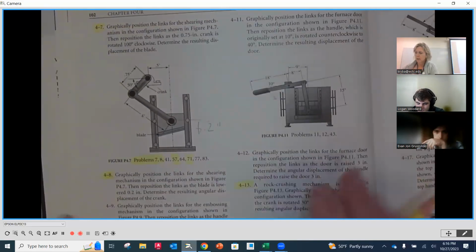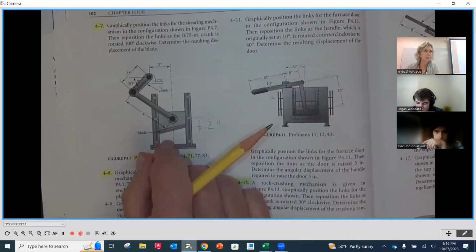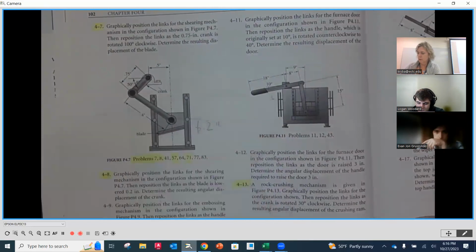Turning the page, we're going to go to 4-7 and 4-8. Those two go together. Same diagram here. This is also the diagram you're using for the offset slider crank displacement diagram. Okay, so this one you're going to be doing here.